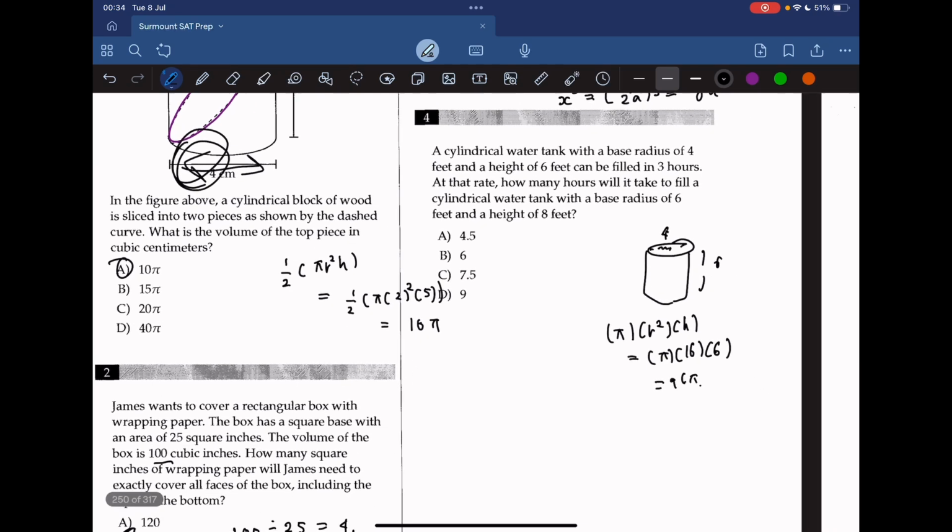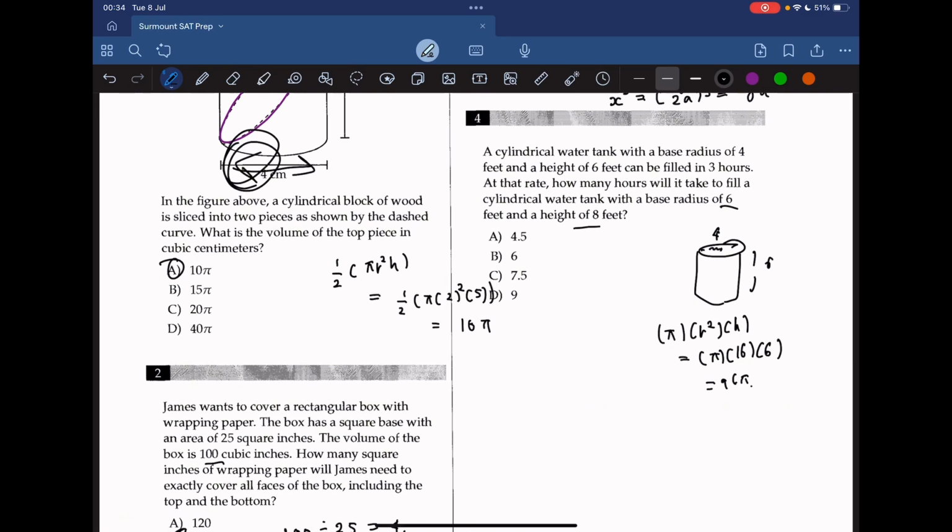And we can do the same with the other values that were given. So we get pi times 36 times 8. No, it's 36 because it's 6 times 6. And that will give us 288. So 288 pi.